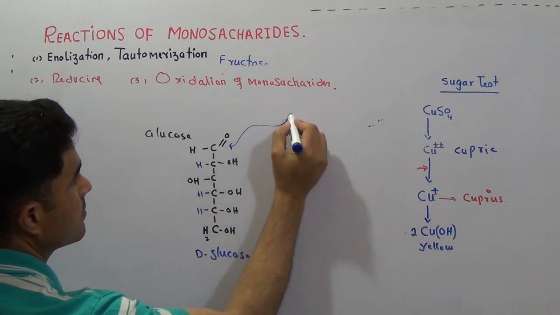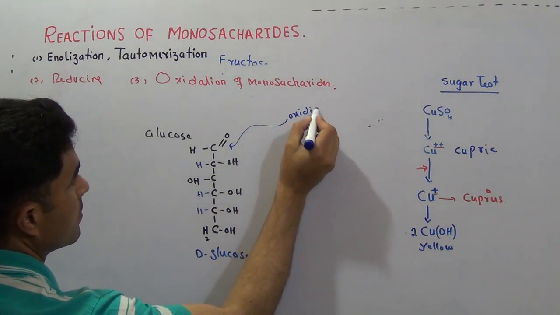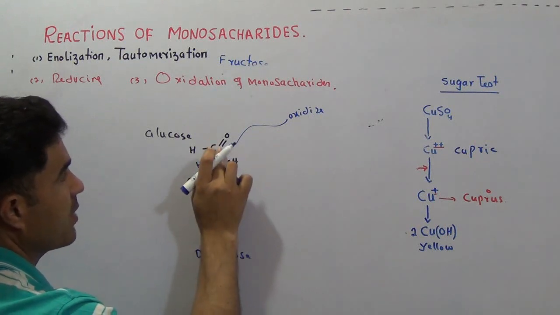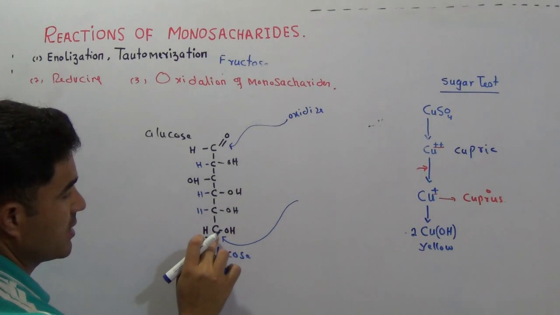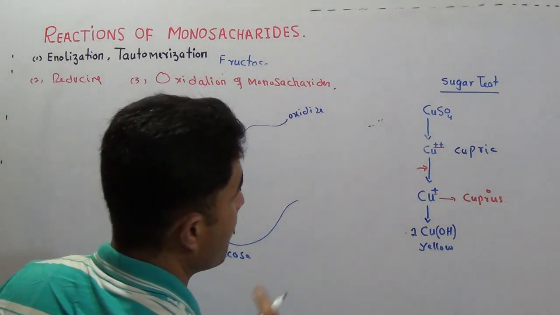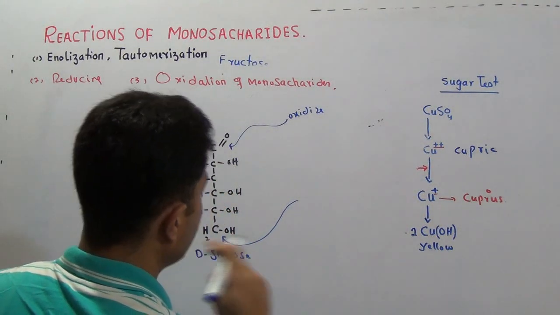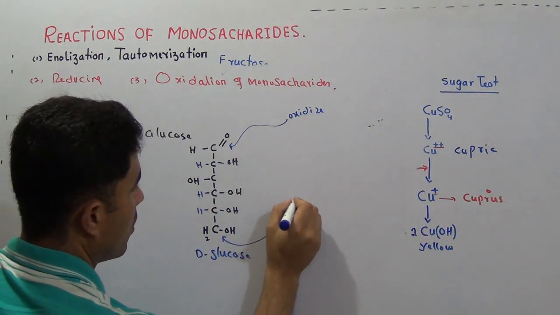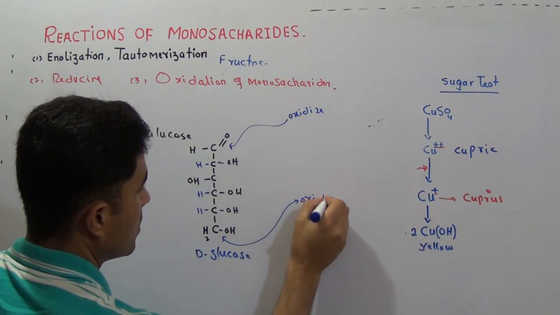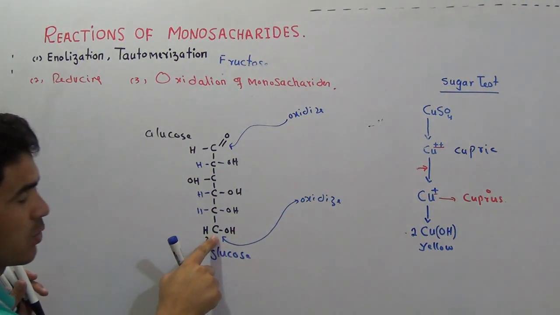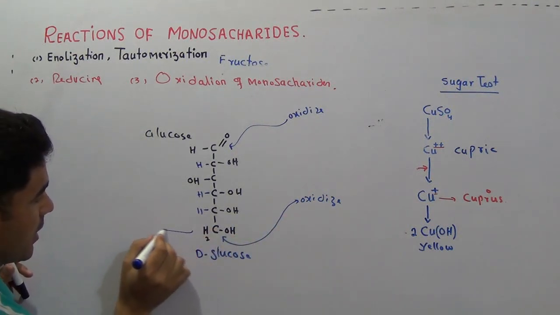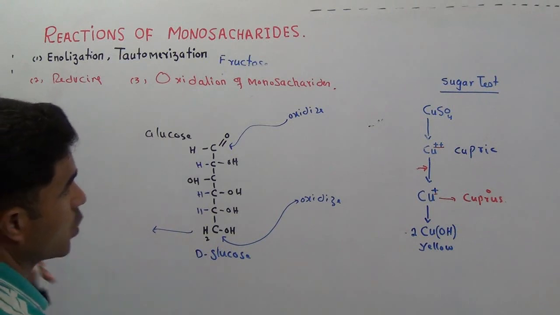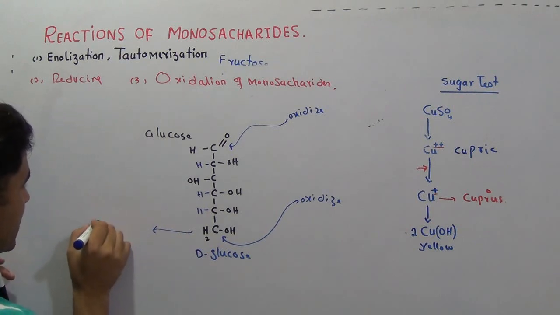You can oxidize it, but for oxidation you can either oxidize the aldehyde carbon, or you can oxidize the terminal alcohol. This is called the terminal alcohol. So what will happen if you oxidize the terminal alcohol? Then this will become glucuronic acid.